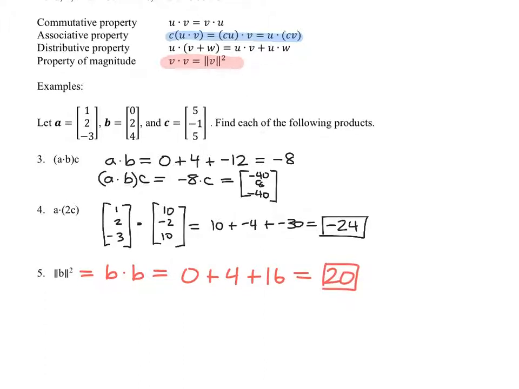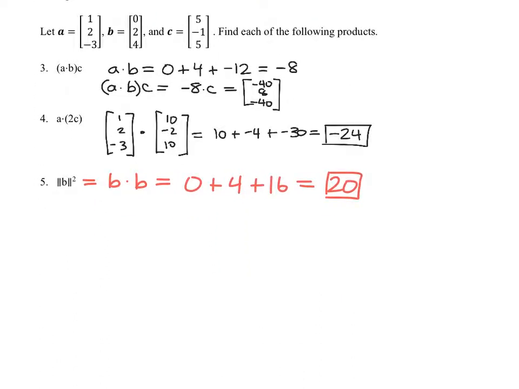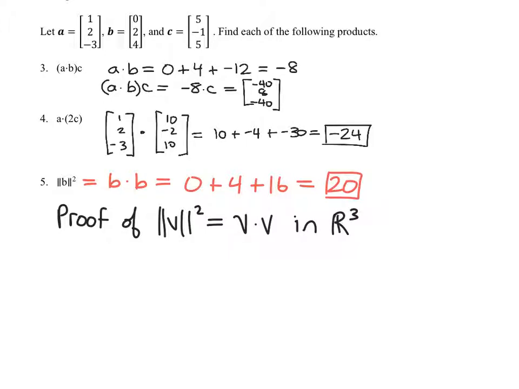But let's do a proof real quick. Well, not real quick. Not quick as in I'm going to rush it. Quick as in it doesn't take long. All right, so proof of the magnitude of v squared is equal to v dot v in, we'll go real space dimension 3.